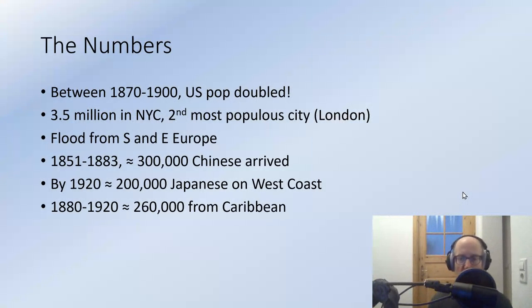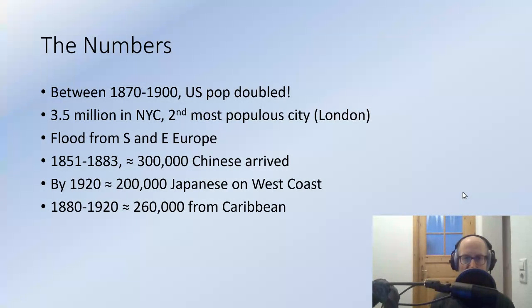Now, I am going to give you, in fact, perhaps even flood you with numbers. I just urge you to take in these numbers to the best of your ability, not to memorize them, but to give you a sense of the contours of American immigration and really the insanity of it, right? Like you will be astounded by the numbers. So between 1870 and 1900, the United States population doubled, right? I mean, that's in and of itself astounding. We're talking about a doubling of the American population. New York City became the most populous city in the world, second only to London.